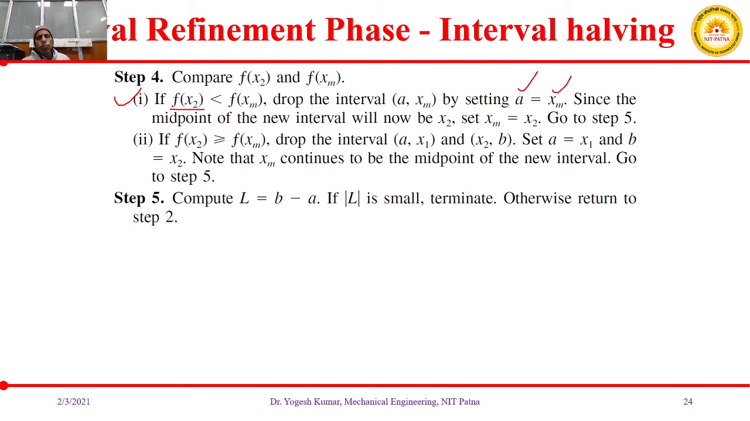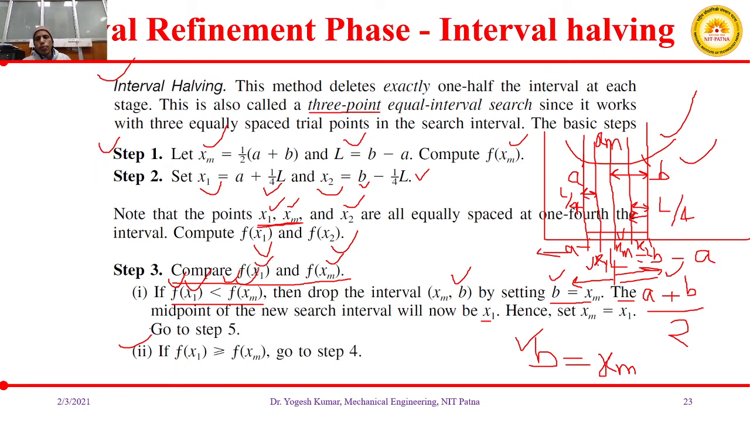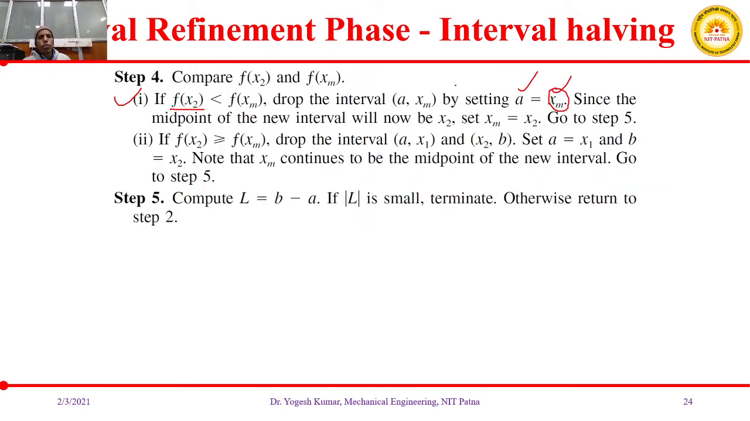Your a will be replaced. We will put the value of your a, because we are eliminating the left hand side. We will say that the region which is between a and xm is not our feasible solution. So we will replace and shift the value of a to xm. Your new value of a will be a equal to xm.